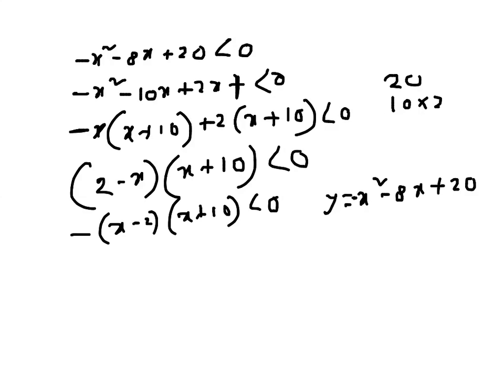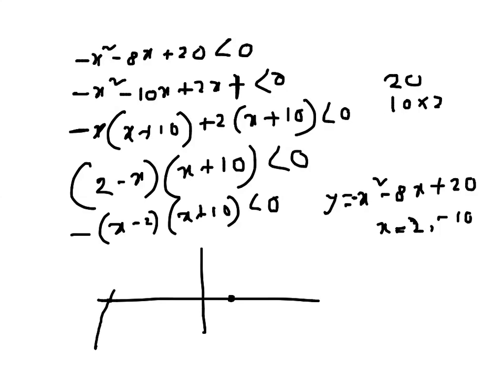So this is a parabolic function, and since the coefficient of x square is negative, it will go downwards. So the roots are, one is at 2 because x is 2, and the roots are 2 and negative 10, so the crossing is 2 and negative 10, so it will be something like that. So this is 2, 0 here, and this is negative 10 and 0 here.